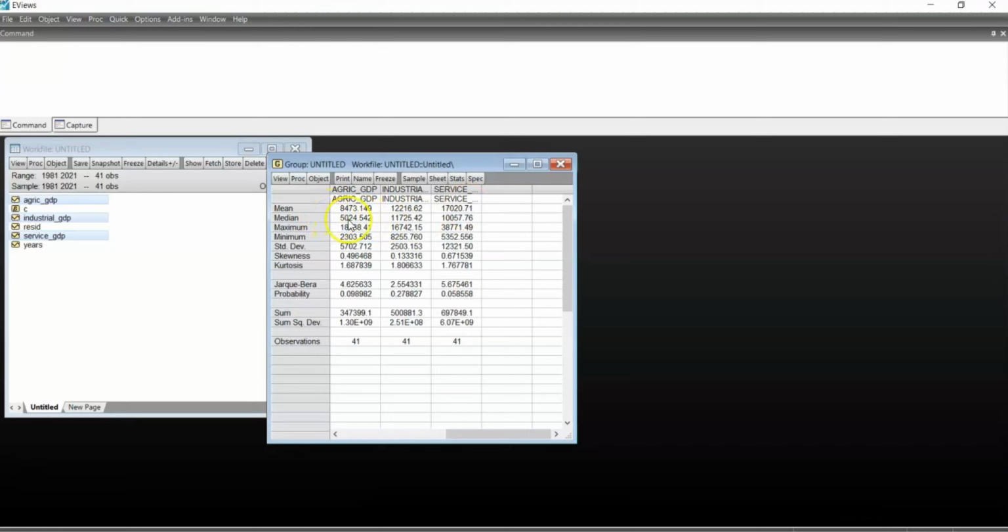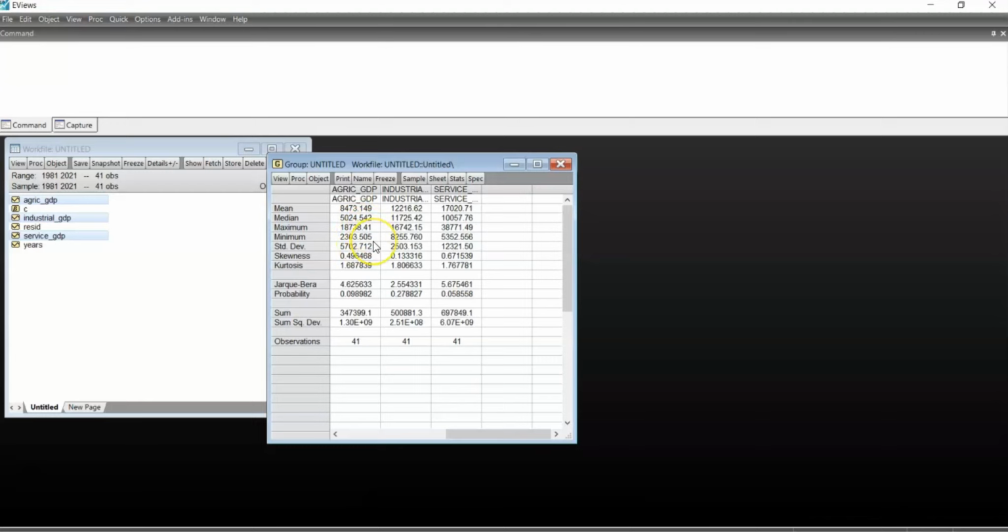Median also measures average. Okay, it gives us a representative figure, a figure we can use to represent the series for the 41 years of observation. All right, then we have the maximum, the minimum, and standard deviation. This measures the variability. It provides us insight as to whether or not we can rely on the mean, the central tendency.